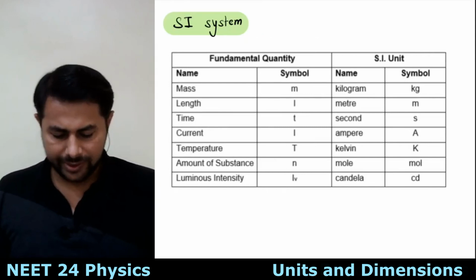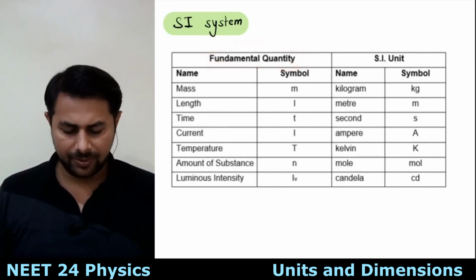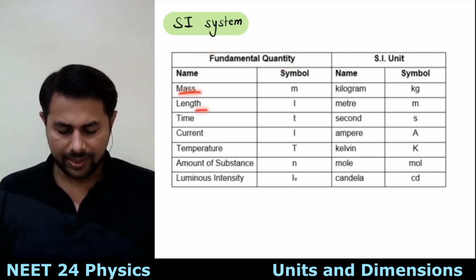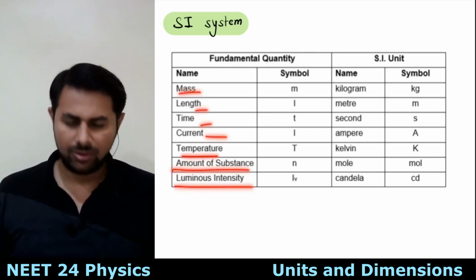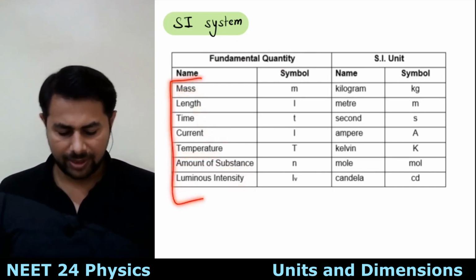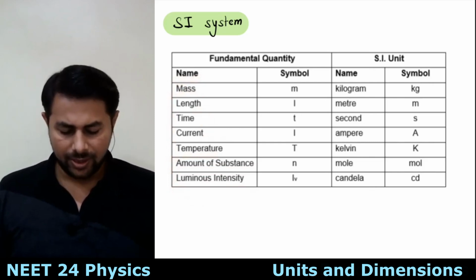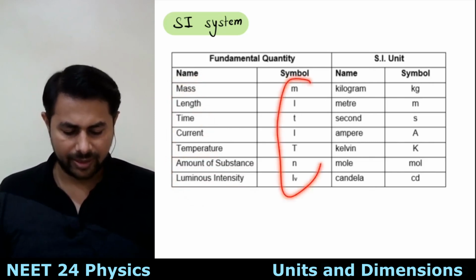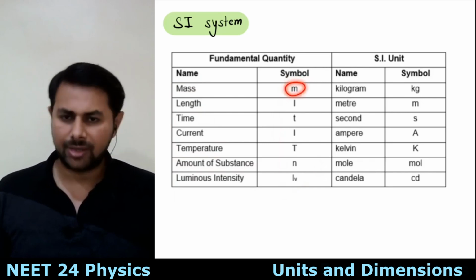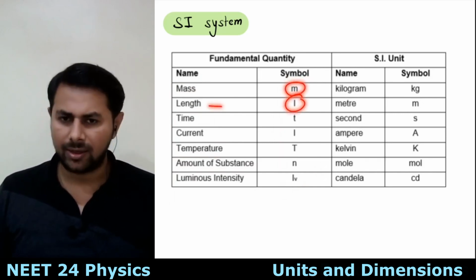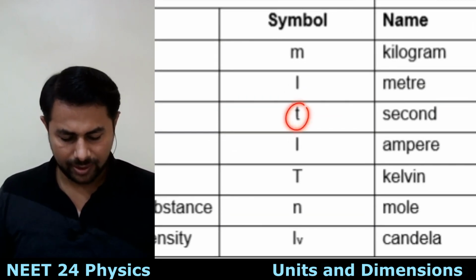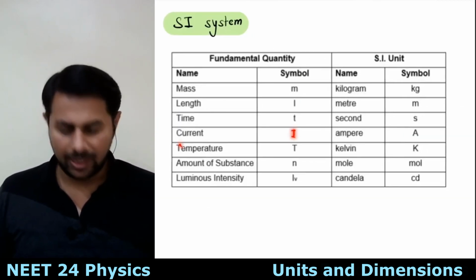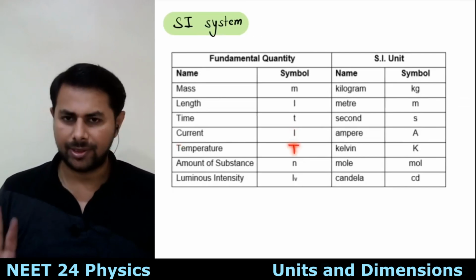Okay, so now let's look at the SI system. What are the fundamental quantities in the SI system? Mass, length, time, electric current, temperature, amount of substance and luminous intensity. The symbols for them: mass is denoted by small m, length by small l, time by small t, current by capital I, and temperature by capital T.